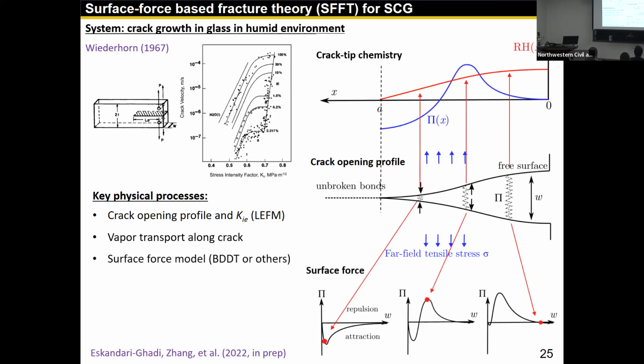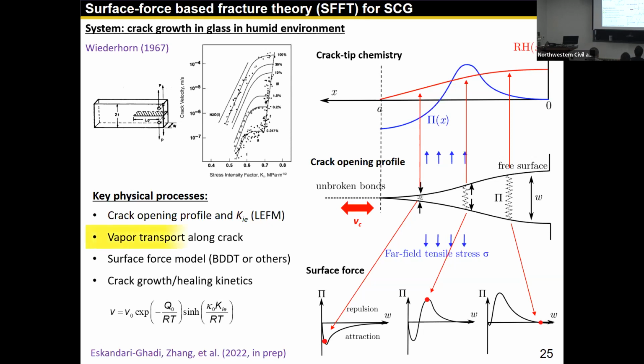Then we need a surface force model to take the local relative humidity and the local crack opening to tell us what is the resultant disjoining pressure or surface force at that location. It could be attractive, repulsive, or nothing if the opening is too wide. Finally, we need some model to tell us the propagation velocity. So here we use this equation as a function of effective stress intensity factor, taken from the reaction rate theory.